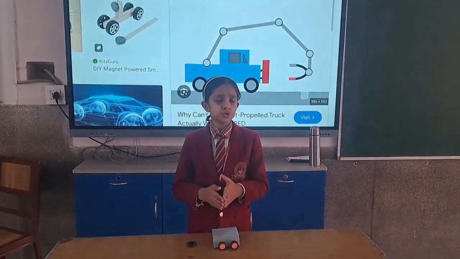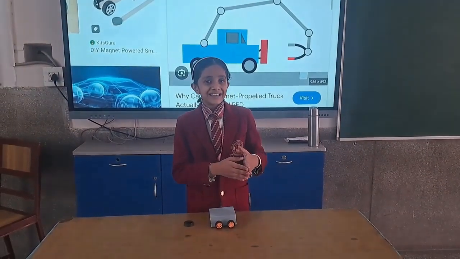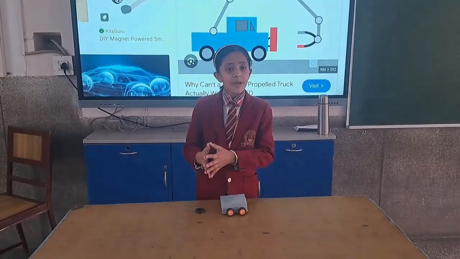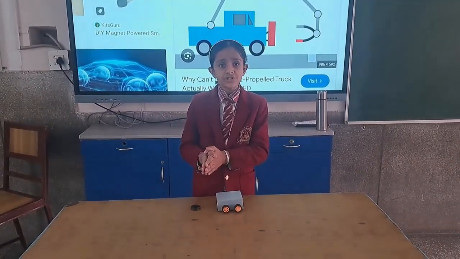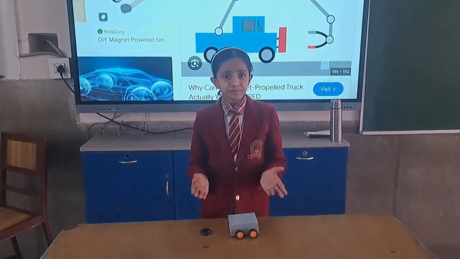A magnet has two poles, North Pole and South Pole. Two magnets can either attract or repel each other. The attraction and repulsion of magnets depend on which poles are facing each other.